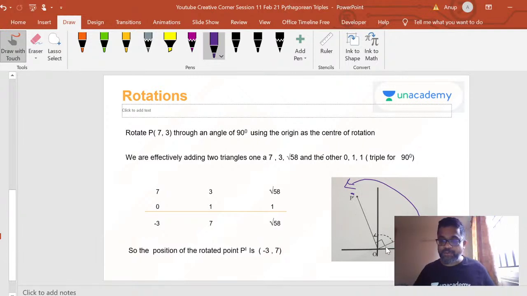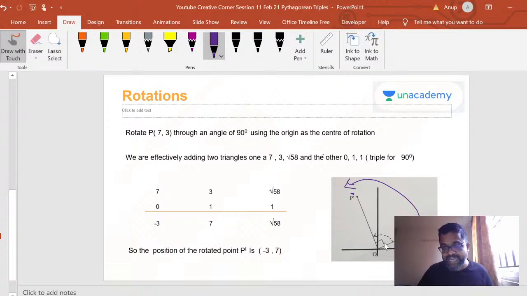If I know that this is a triple, 7, 3, I'm only given the coordinates 7 and 3. I draw a straight line here, perpendicular, and make this a right triangle. When I calculate, my hypotenuse will be root 58. How did I get that? 49 plus 9. The root of that is my hypotenuse.